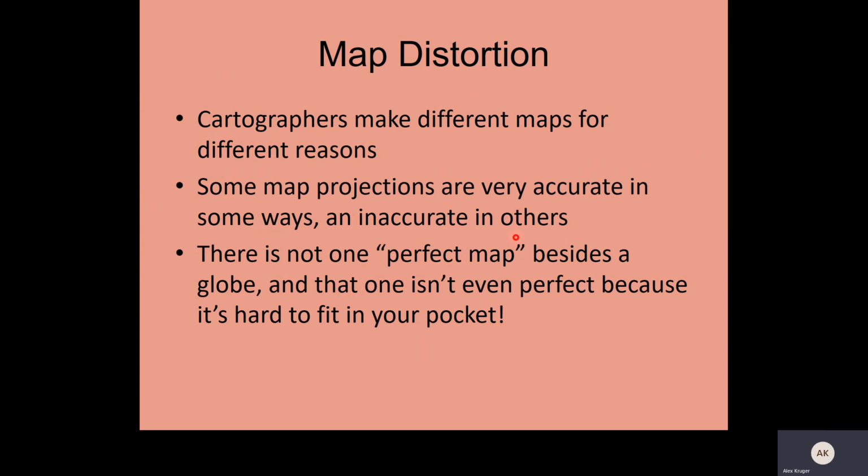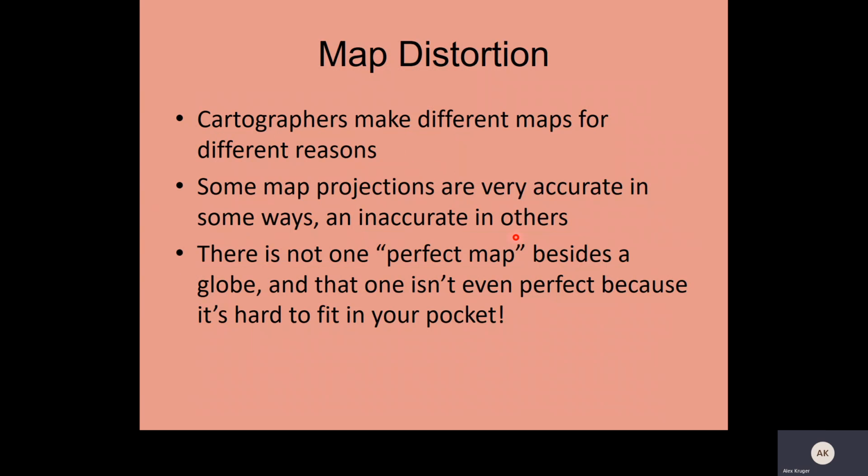So cartographers make different maps for different reasons. Cartographers are people who make maps. That's their job, map makers. Some map projections are very accurate in some ways and inaccurate in others. There's no perfect map besides a globe, because a globe is 3D. A globe actually is like our planet, so it can be a perfect map, but you can't put a globe on a piece of paper.